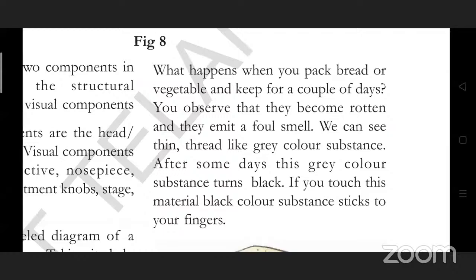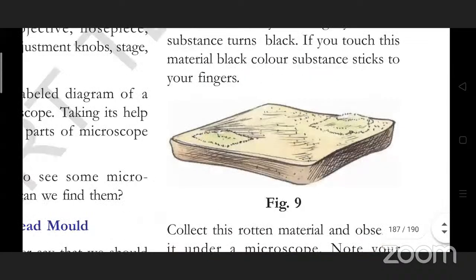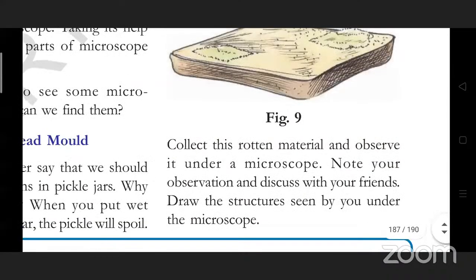After a few days, this gray colored substance turns into black color. If you touch this black substance, it can stick to your fingers. Next, children, concentrate here. When you observe this black substance, what is it? It formed above the surface of the bread.